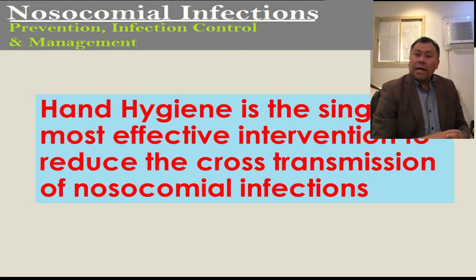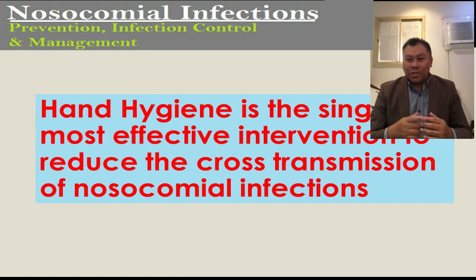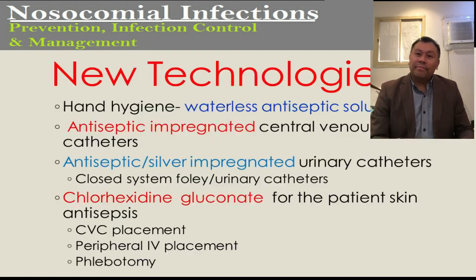So the best precautions are easy, inexpensive, and taught to people all over the world. For example, hand hygiene. This is the single most effective intervention to reduce the cross-transmission of nosocomial infections.